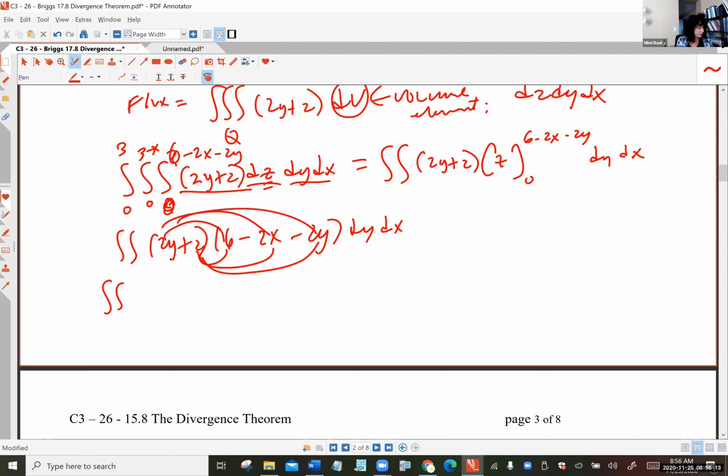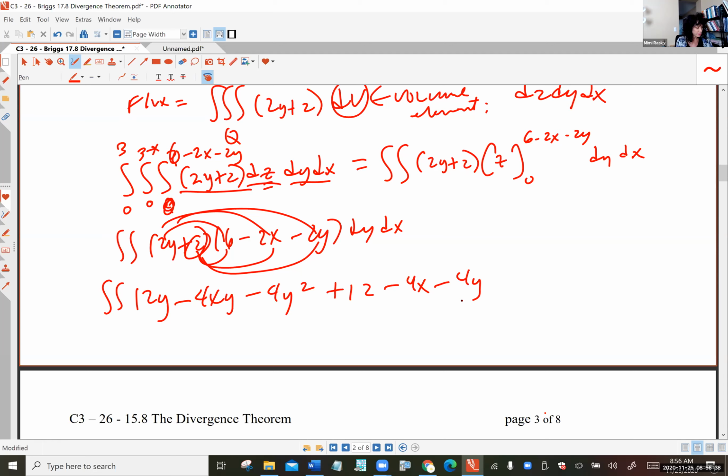2y times 6 is 12y. Oh, I see. My notes are kind of messed up. 12y, and then I have minus 4xy minus 4y squared. And then when I distribute the 2 times 6 is, oh, I see what I did, 12. And then 2 times negative 2x is negative 4x, and 2 times negative 2y is negative 4y. I always try to look for like terms.